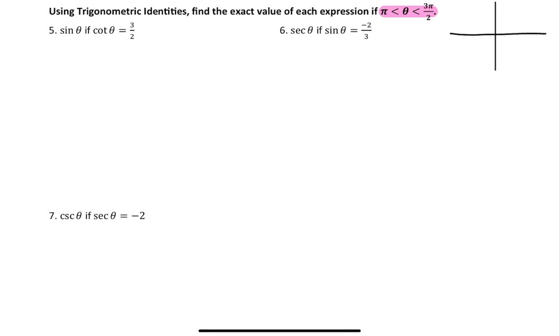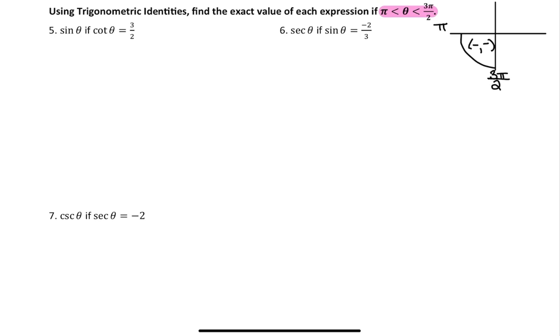If this was my unit circle, pi is right here, and 3 pi over 2 is down here. So we are looking for the values from here to here, right in that third quadrant. So our cosine in that third quadrant is negative, and so is our sine in that third quadrant.